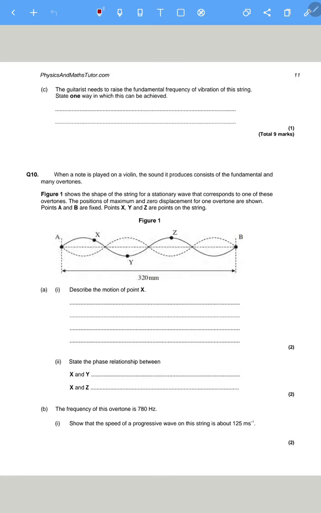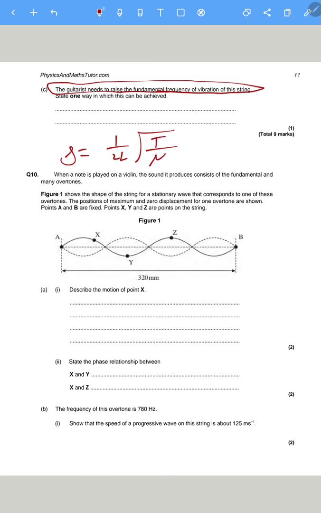Guitarist needs to raise the fundamental frequency. One way this can be achieved, so fundamental frequency equals 1 over 2L root tension over mu. He needs to raise this. That means that he has to have a lower length. Lower length. If you lower the length.